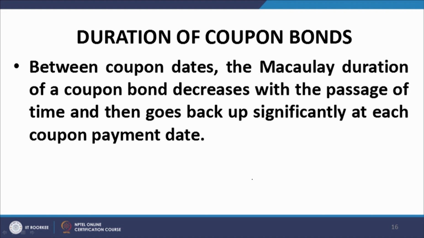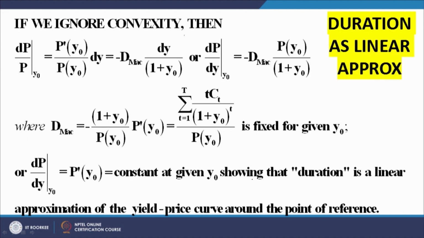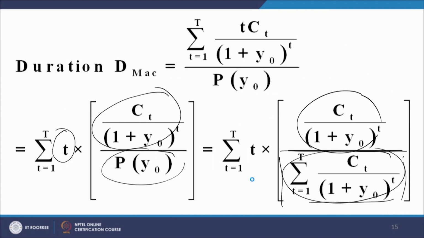Between coupon dates, the Macaulay duration of a coupon bond decreases with the passage of time and then goes back up significantly at each coupon payment date. So, this is the behavior of the duration of a coupon bond. As the previous coupon date goes more and more distant, the duration decreases, but immediately after the coupon, when the next coupon is made, the bond duration again increases. Now, if you look at this expression, let me go back.